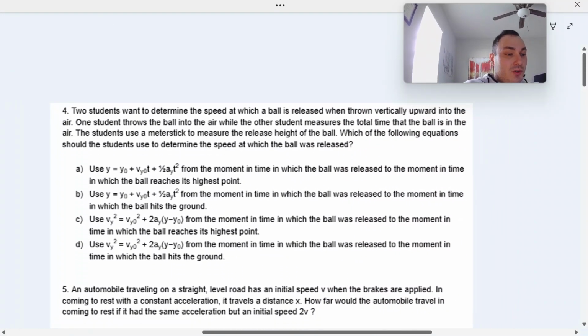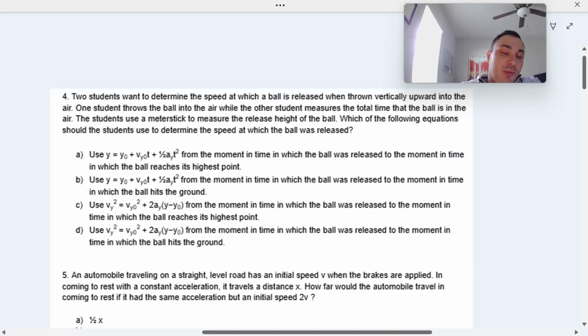All right, 2 students want to determine the speed at which a ball is released when thrown vertically upward into the air. One student throws the ball into the air while the other student measures the total time that the ball is in the air. The students use a meter stick to measure the release height of the ball. Which of the following equations should the students use to determine the speed at which the ball was released? Okay, so let me just reread it.